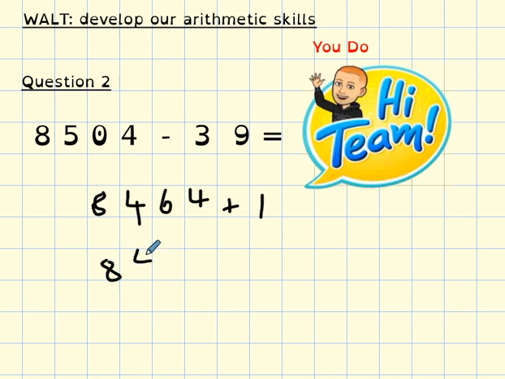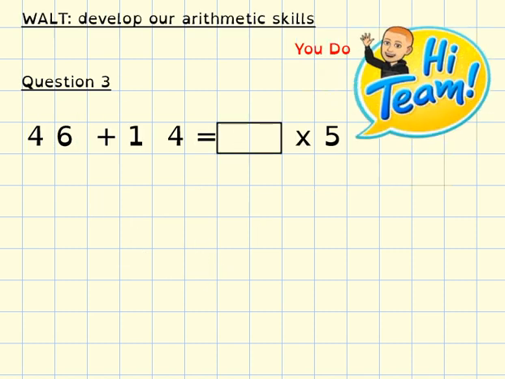Question 3. Balance on both sides. So this side equals 60. 10 add 40 is 50. 6 add 4 is 10. So 60 in total. What do I times by my 5 to get to 60? I times it by 12. So it's balanced on both sides because both calculations equal 60.